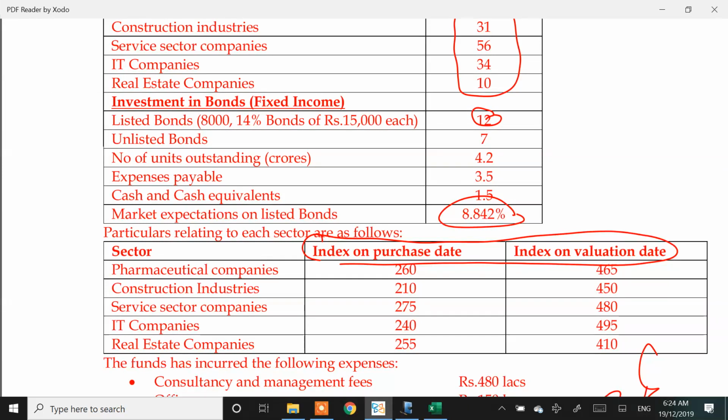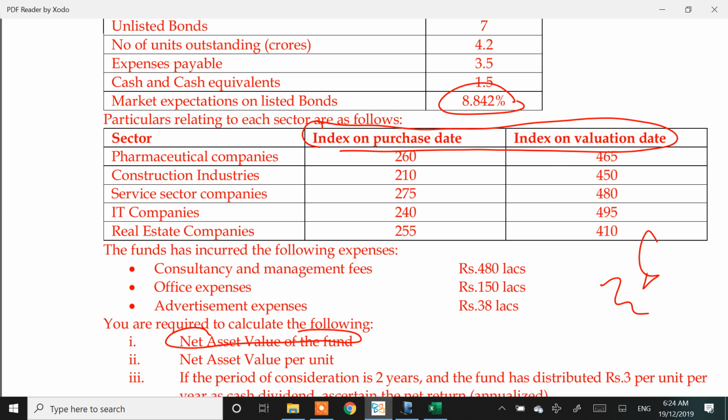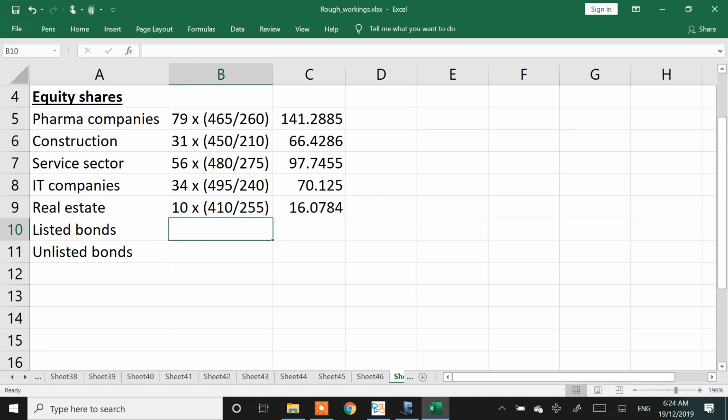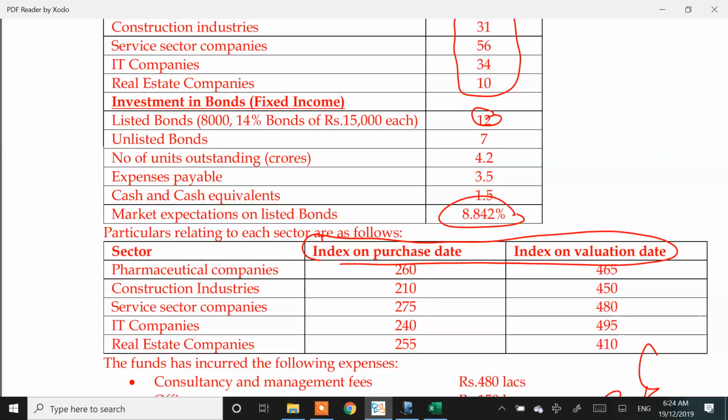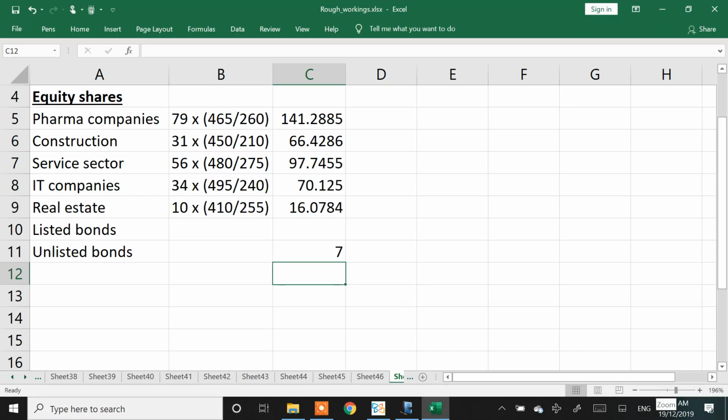Any extra information on unlisted bonds? Anything mentioned on unlisted? Listed I'll come to in a minute. If nothing is mentioned, copy the same 7. If nothing is mentioned additionally for unlisted bonds, I end up copying that number of 7 crores. No extra information is there. Any doubts?